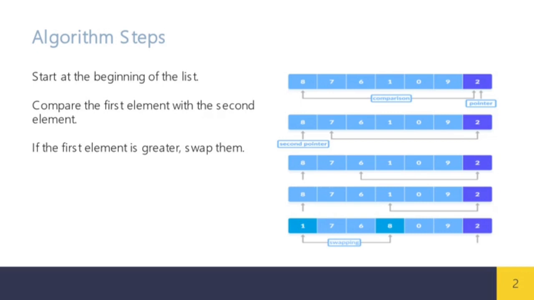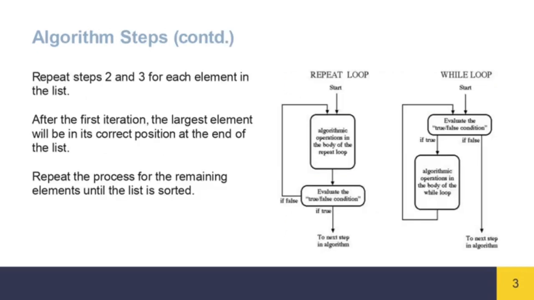Algorithm steps. Start from the beginning of the list. Compare the first element with the second element. If the first element is greater, then swap them. You can see it in the above figure.